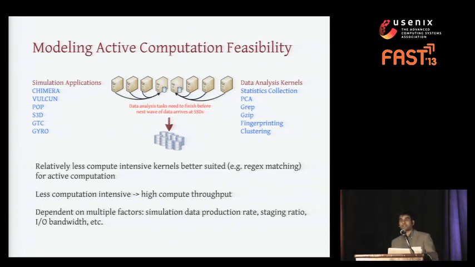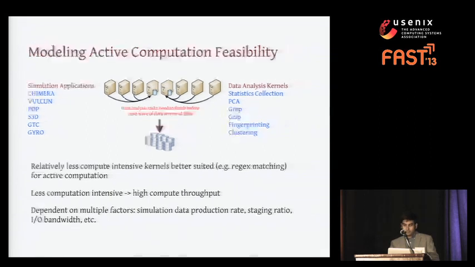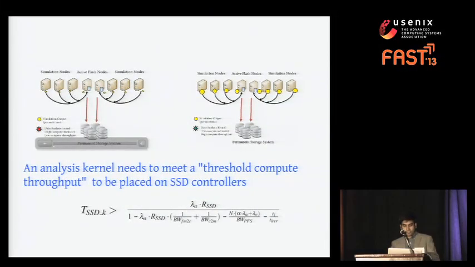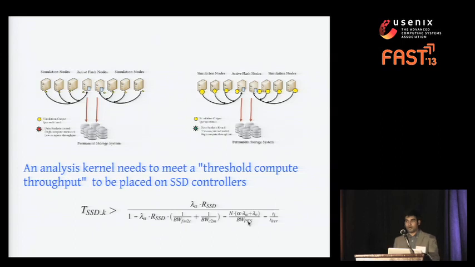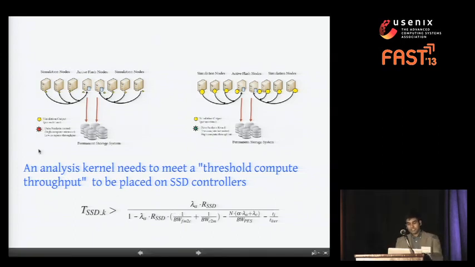It also depends on the staging ratio. If there are too many compute nodes relying on just one SSD, that SSD may be overwhelmed and may not support some of the analysis kernels. IO bandwidth and so on. So we have a mathematical model for that, and I won't go into the detail of that model, but intuitively speaking, an analysis kernel needs to meet a certain threshold compute throughput to be placed on the SSD controller. It is an equation which has multiple factors. For example, you can see staging ratio, bandwidth, internals of SSD characteristics, the interconnect, and the output frequency, and so on. But what does it intuitively mean?